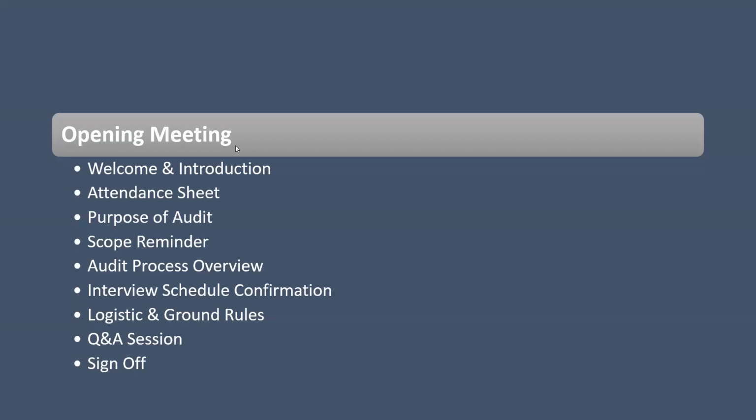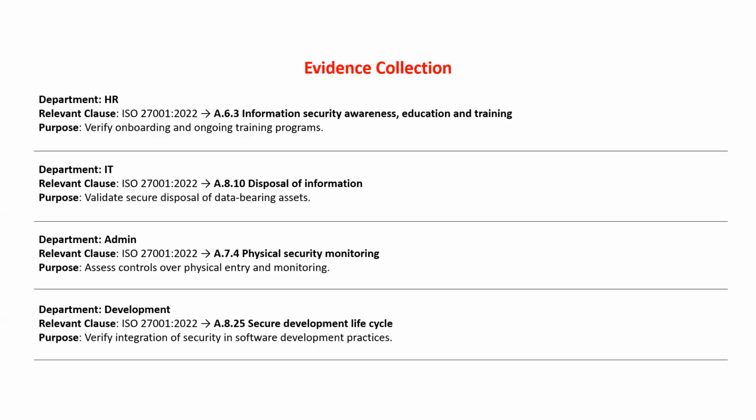Okay, so till here, one more thing, we have discussed the first phase of the audit, that is your evidence collection. Okay, so from every department, I have mentioned some specific control. Okay, I have picked one control and we have reviewed that control. Okay, and what questions you are going to ask, what things you are going to check related to that control.